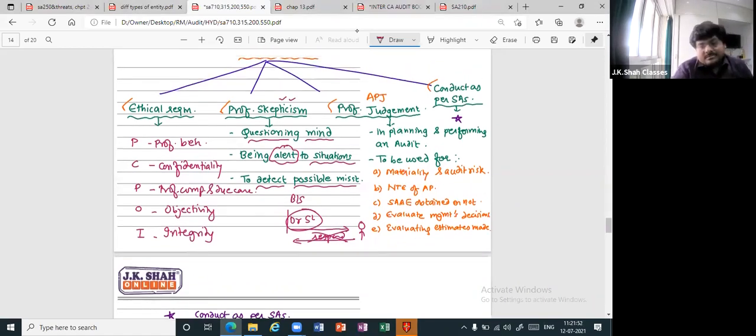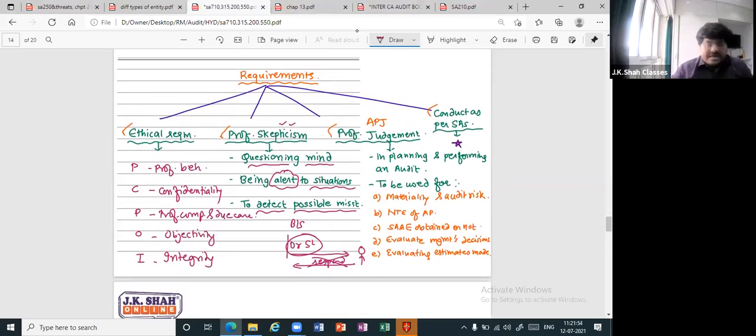Next, if I want to achieve the objective, very simple, I will have to use my professional judgment. So who is going to use? Auditor. Now you use your professional judgment. Why? Very simple. I use my professional judgment in planning and performing an audit. So ultimately how I should plan, that is my judgment, no? How I should perform, what I should perform, who should perform, that is my judgment, no?